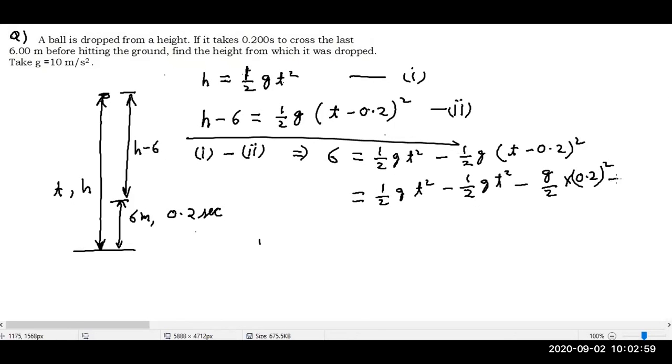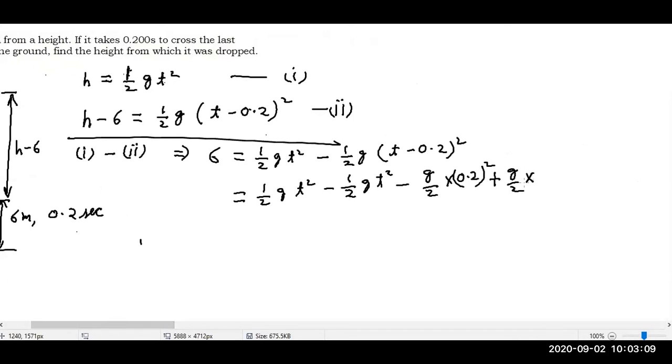and then we will have plus g by 2 into 2 into 0.2 into t. So 0.2 into t into 2 into g by 2. So this much we have to do. You can see these two are cancelled.